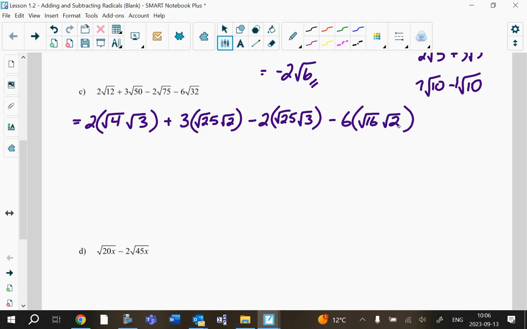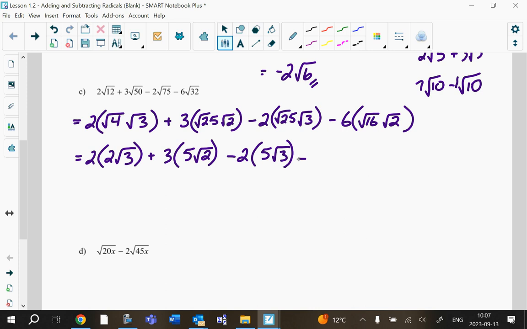This is really just, okay, now let's simplify. 2 times 2 root 3 plus 3 times 5 root 2 minus 2 times 5 root 3 minus 6 times 4 root 2.